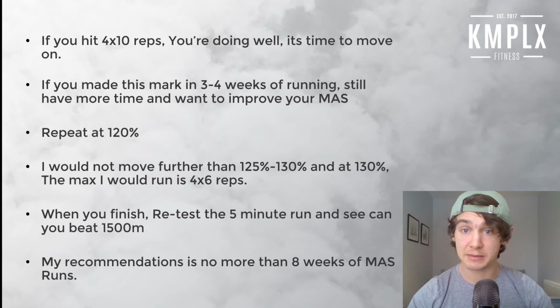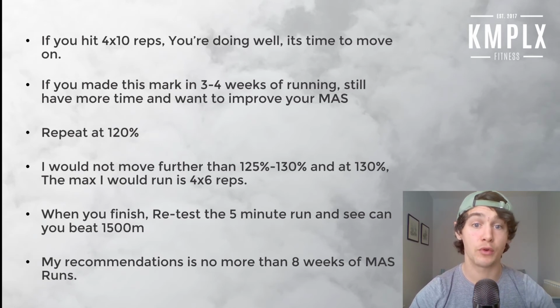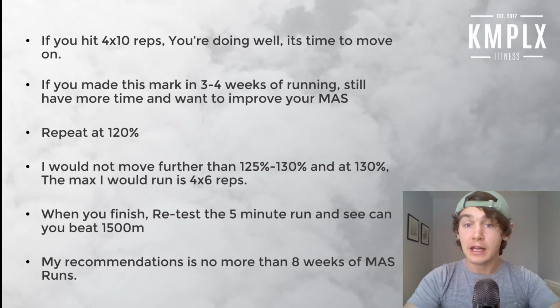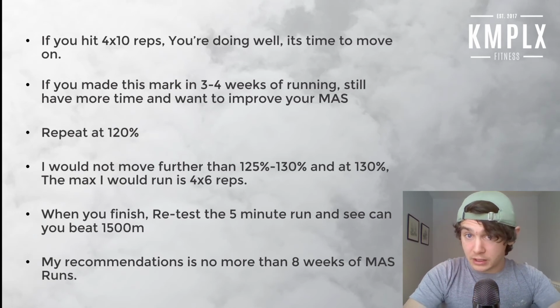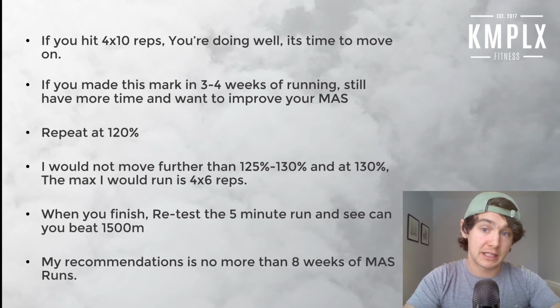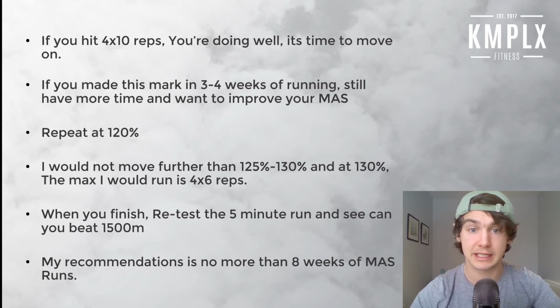So if you've made this mark in 3 to 4 weeks of running and you still have more time and you want to improve your mass running, I would repeat the same thing at the beginning at 120%. So that's your 5 meters per second multiplied by 120%, multiply that by 15 seconds. I wouldn't move further than 125 or 130%. And at 130%, the max runs I would do are probably 4x6 reps for most people. Obviously, if you can get to 4x8, 4x10, that's brilliant. But for most people, it's going to be 4x6.